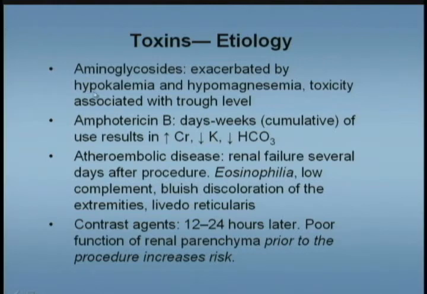Aminoglycosides. If you look at the low potassium and the low magnesium, we think that low magnesium and low potassium increase the tubular cell pickup of the aminoglycoside. We know that low potassium and low magnesium make the aminoglycoside toxicity more likely. Why do you get a high creatinine? Because amphotericin is directly toxic to the kidneys. Why do you get a low potassium and a low bicarb with amphotericin? This is renal tubular acidosis, type 1 renal tubular acidosis.